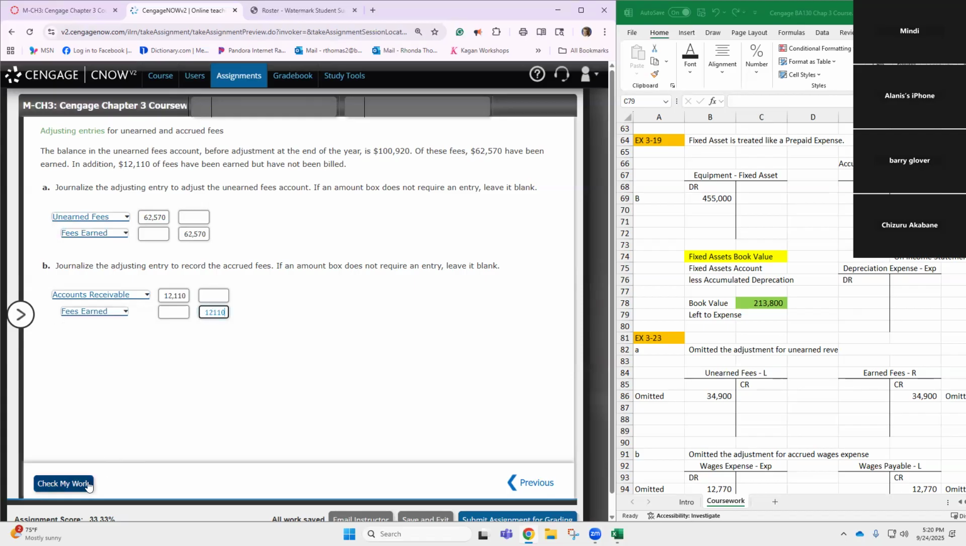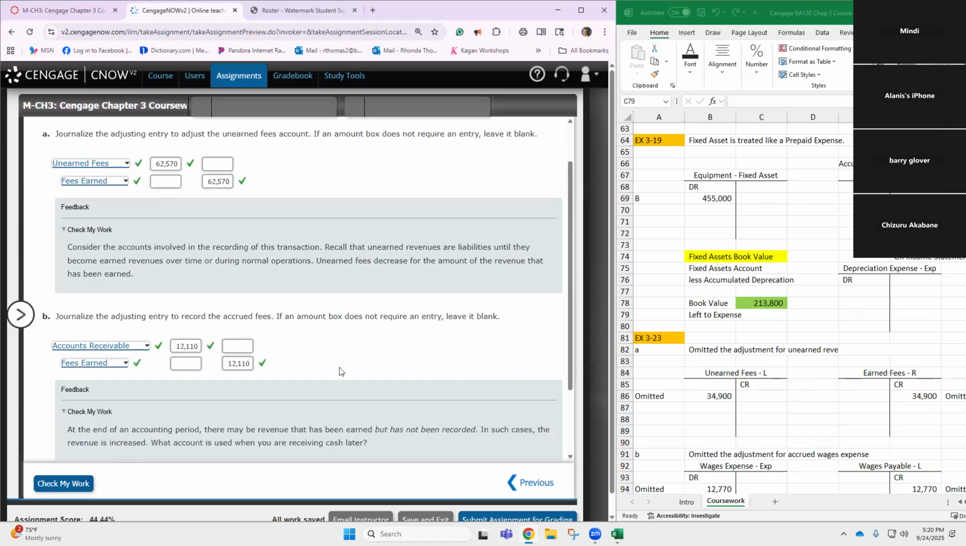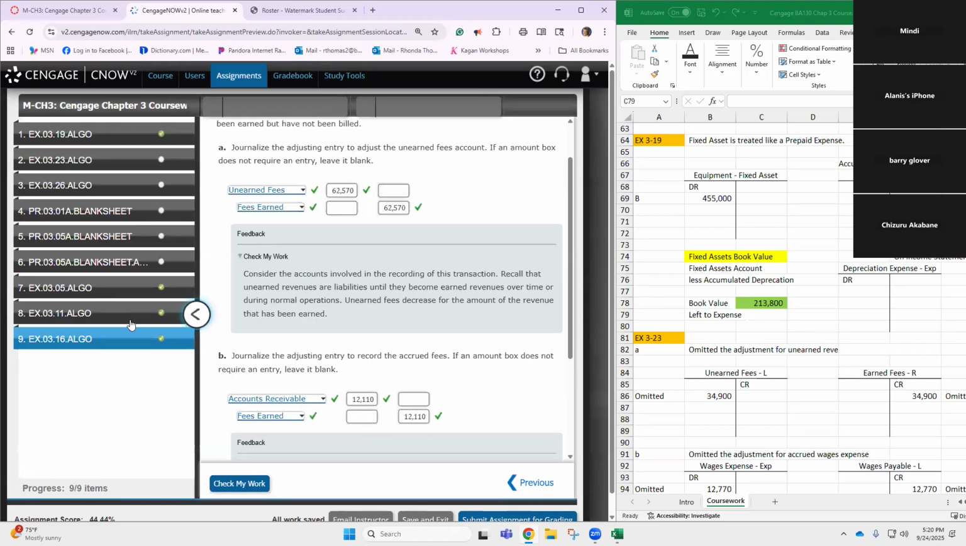All right, so there are two entries right there that need to be done. You say, what's this one? This is that unearned fees. That's number 3. This is called deferred revenue. This one's called accrued revenue. Okay. So I just helped you do these 3. Let's keep going. Now let's go to this one.